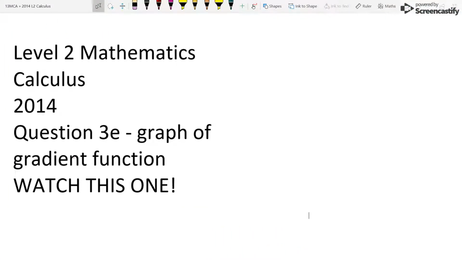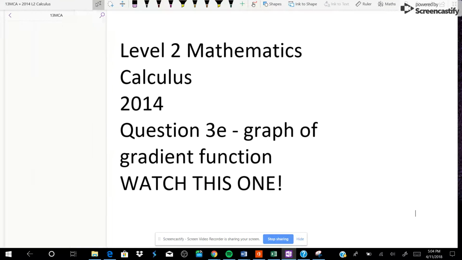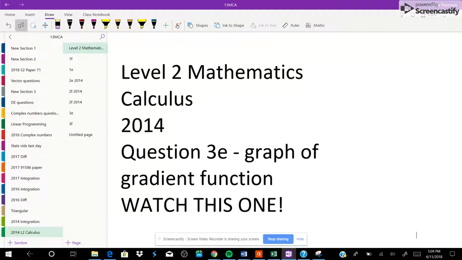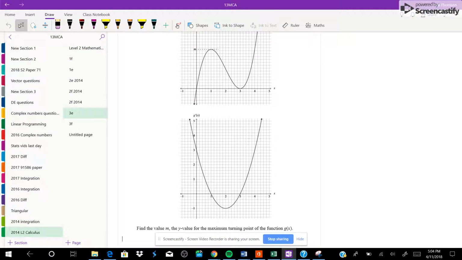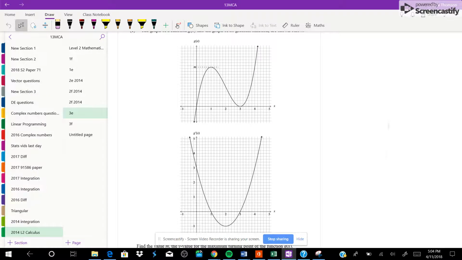This is question 3E from 2014. This is a really, really nice question where you're given the graph of the gradient function and the function, but it's got a little bit more to it than the achieved and merit easier questions on this. So I'm going to show you this picture first, but I'm going to do this question two different ways. If you're trying to get excellence, I recommend that you follow through both of those methods, even if you saw one of them yourselves first.